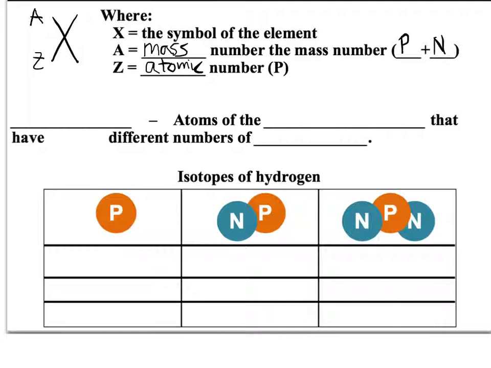So the definition for an isotope is an atom of the same element that has different numbers of neutrons. So we'll go through the 3 isotopes of hydrogen so you can get an idea of what I mean, and then different ways to write these isotopes.